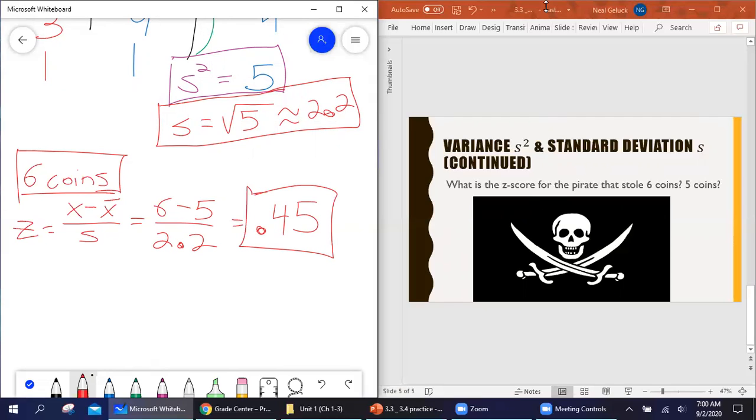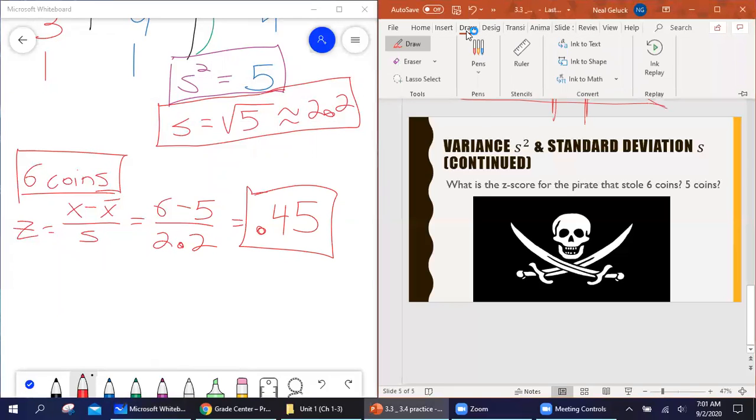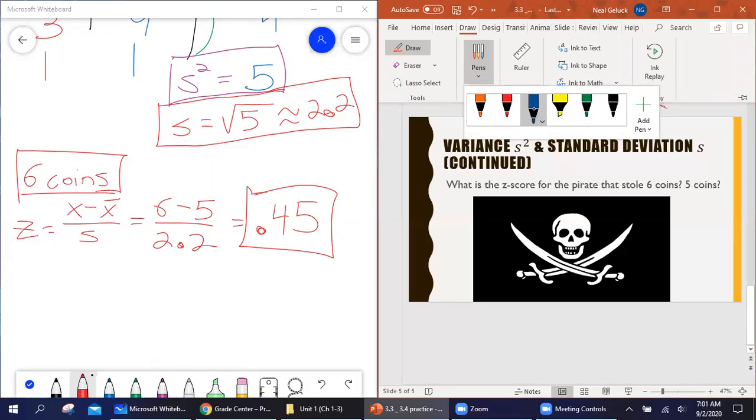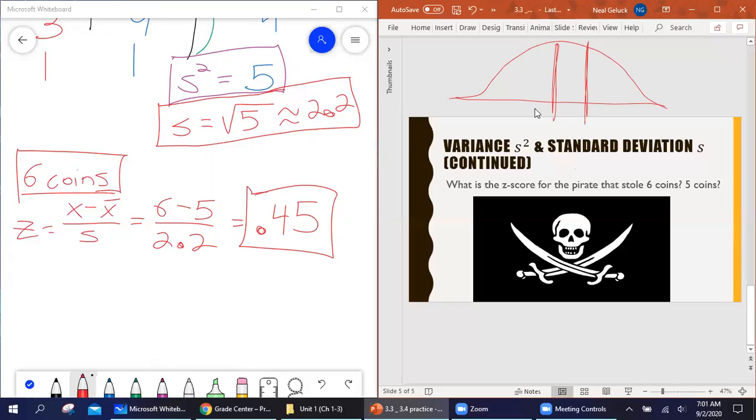So what is this saying? This is saying that the pirate that stole 6 coins, so here's the middle, and here's 1 standard deviation over. The pirate that stole 6 coins would land about half of 1 standard deviation. Not quite, 0.45 of a standard deviation. He would land a little bit above the mean.